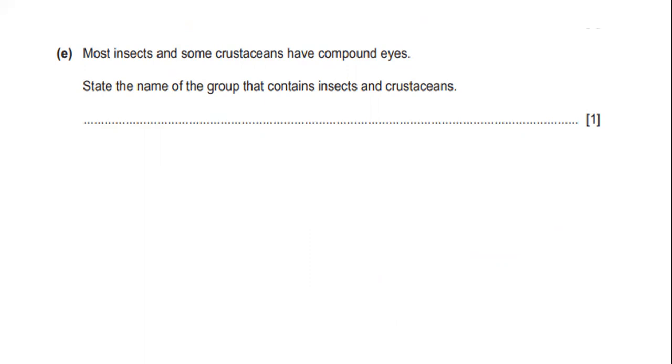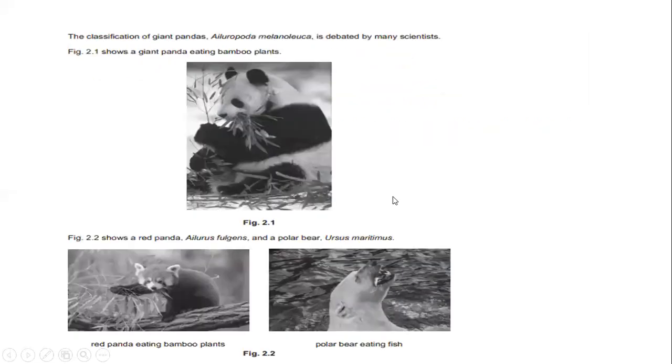Most insects and some crustaceans have compound eyes. Remember, this is under chapter 1. Okay, so state the name of the group that contains insects and crustaceans. The answer is arthropod. Okay, next.